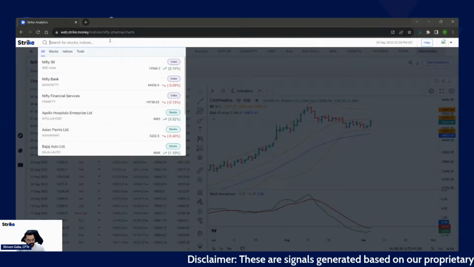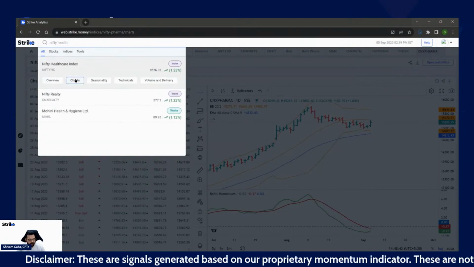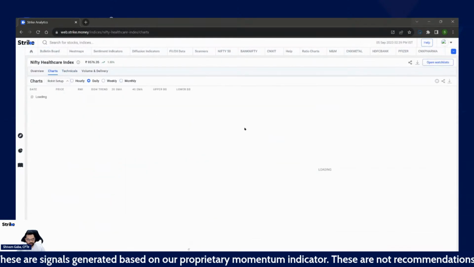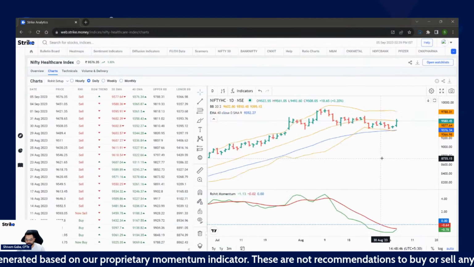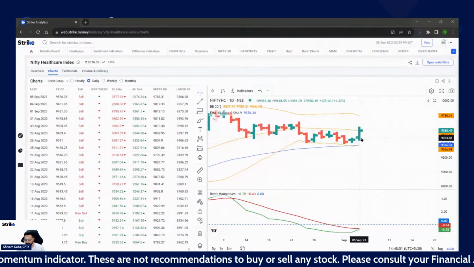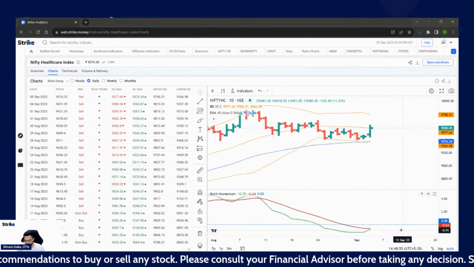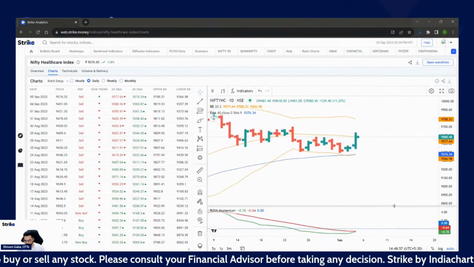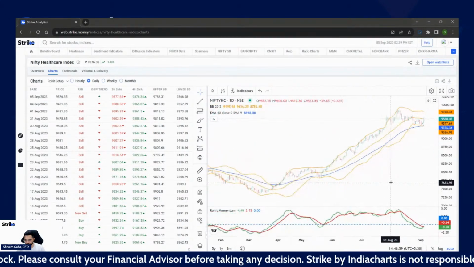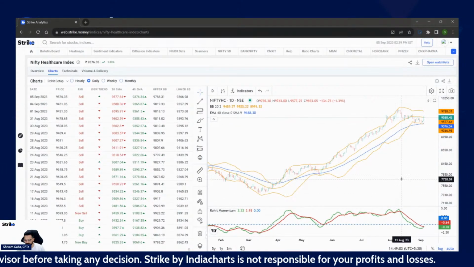Similarly, the healthcare index, very same setup here. Only difference is that it is already above, trying to close above the 20-day average as well, and RMI is also very close to cross over to the bullish side. So this remains a good sector to watch out for in the short term.